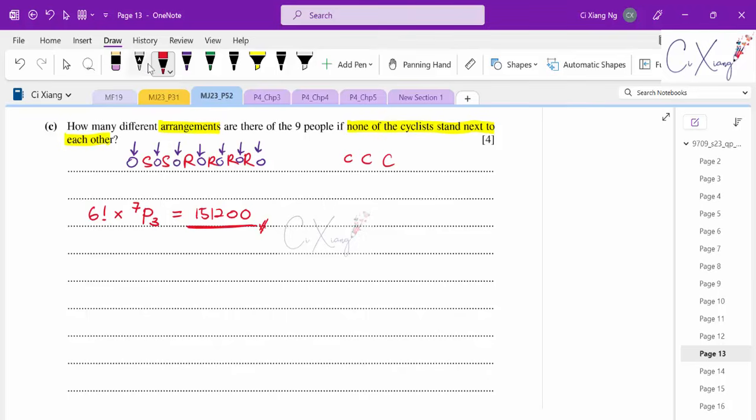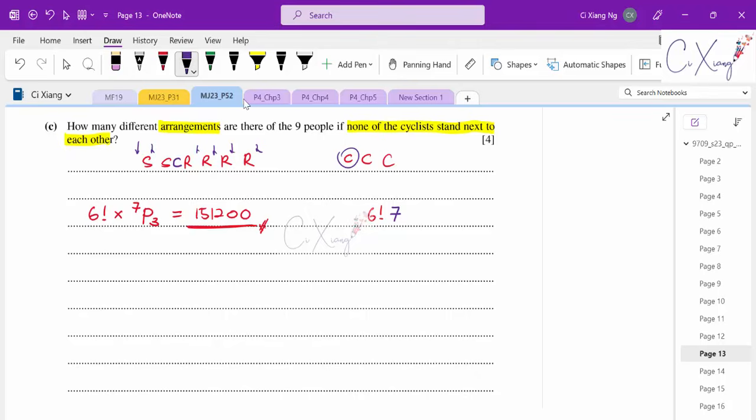For this question, there is another way for you to interpret it. Still the same, I need to arrange the 6 people first who are swimmers and runners, so I have 6 factorial. After that, for the first cyclist, there are 1, 2, 3, 4, 5, 6, 7 locations to be placed, so it will be 7. Let's say I already put the first cyclist here. So this place is no longer available to place other cyclists in.